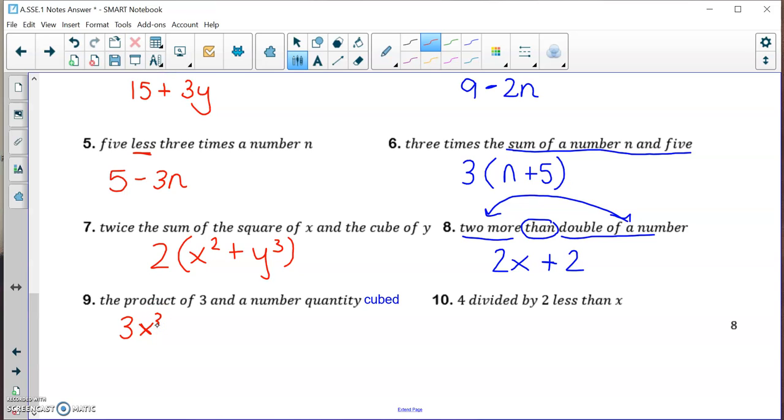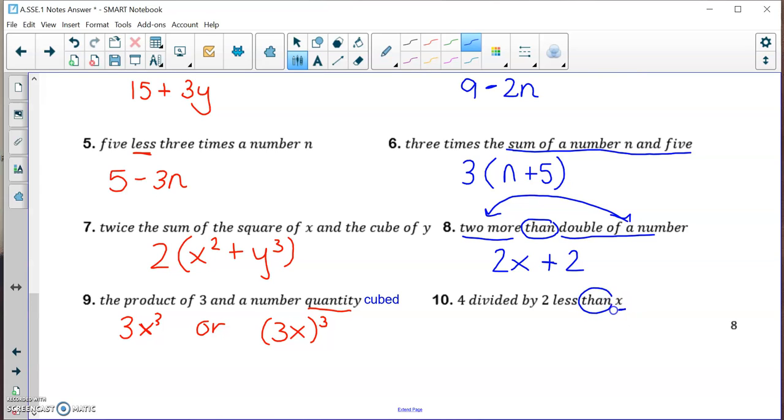cubed. Or, I think the real meaning behind this one is the product of 3 and a number quantity, meaning the whole thing cubed. These mean different things. These two algebraic expressions mean different things, but the way that this statement is worded, I think, could be written either way. And then the last one, 4 divided by 2 less than x.